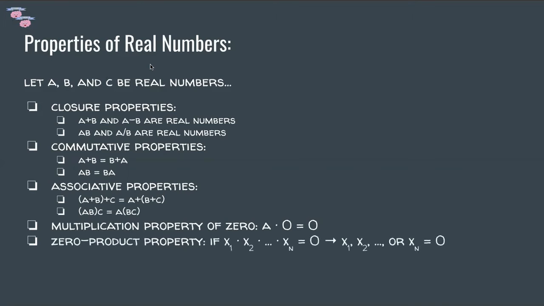And the zero product property: if x1 times x2 times ... times xn is equal to 0, then one of those is equal to 0. An important variation is given only two numbers: if a times b is equal to 0, either a is equal to 0 or b is equal to 0. I'm not giving any examples because we should know this from pre-algebra.